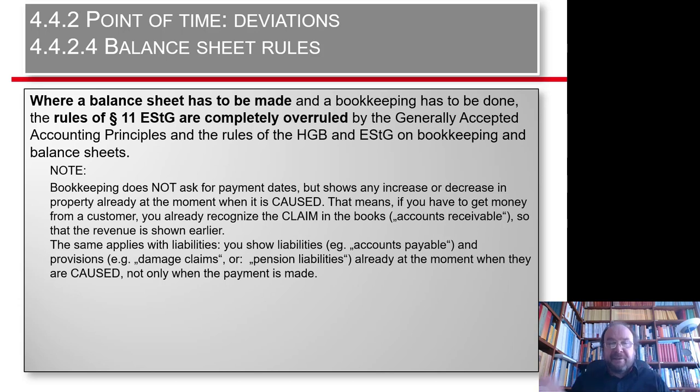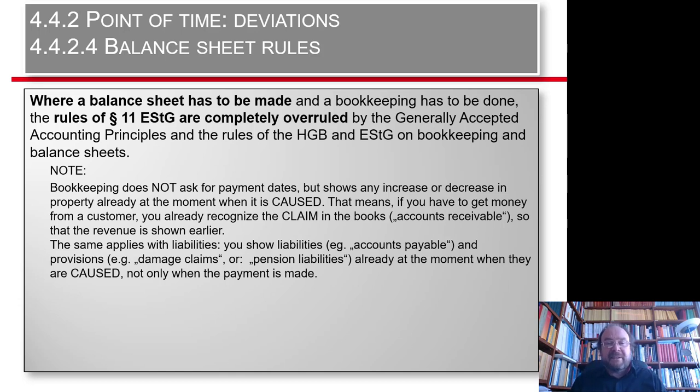Naturally, when you have a balance sheet to make and a bookkeeping, then all of paragraph 11 is automatically cut off, excluded. Why? When you make a bookkeeping, then you don't book based on payments. You show expense and revenue at the moment when a decrease or increase of property is caused already. So when a customer has to pay, you already book the claim under accounts receivable. So you show yourself already richer. So revenue is there booked when the claim is caused.